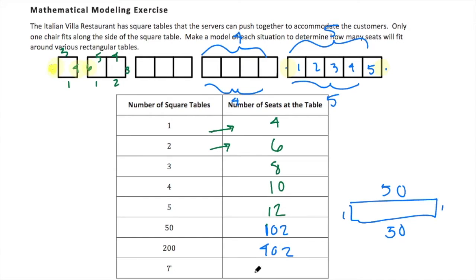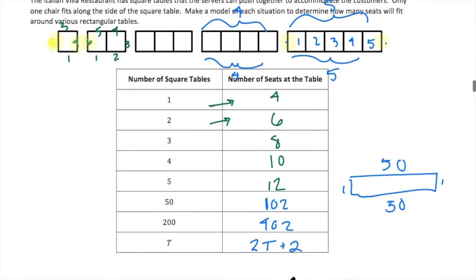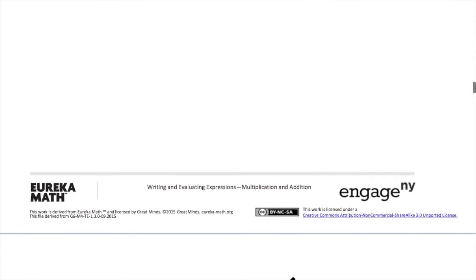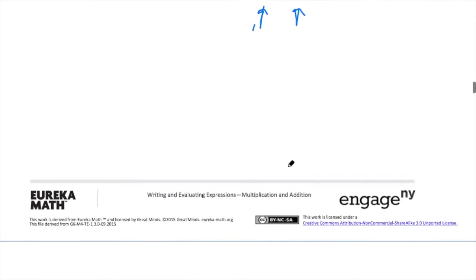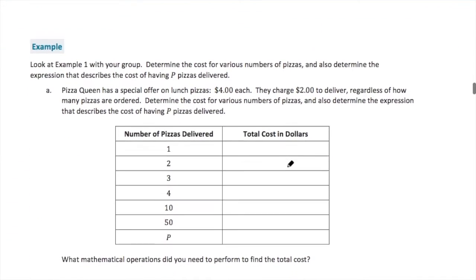So this repeated multiplication of 2 and adding 2 is happening every time. We have as many chairs as there are tables, once on top, once on bottom. That's multiplied by 2, and then we add 2. So multiply and add both happen in this kind of expression. Okay, let's look at another example.